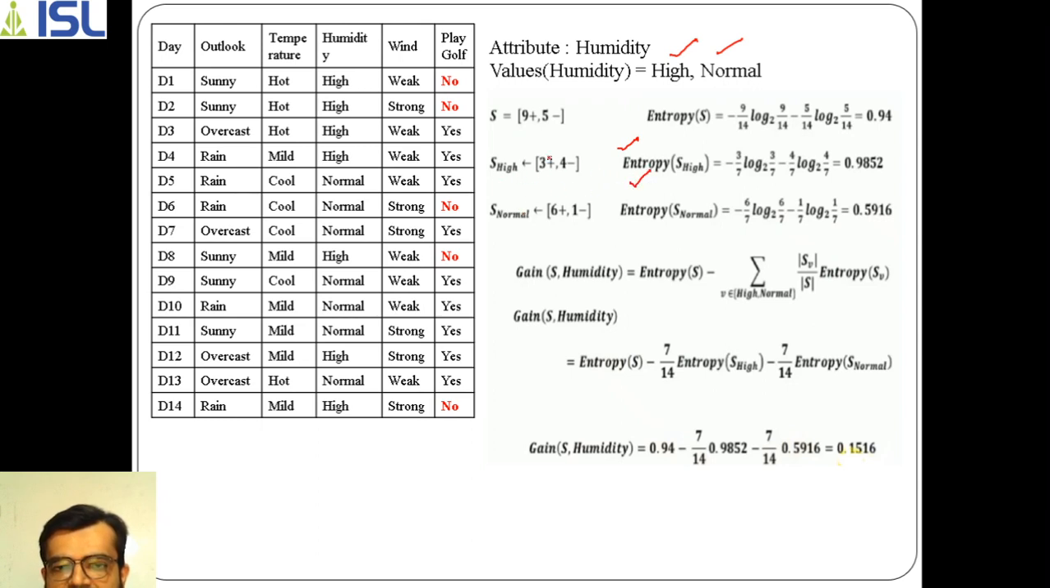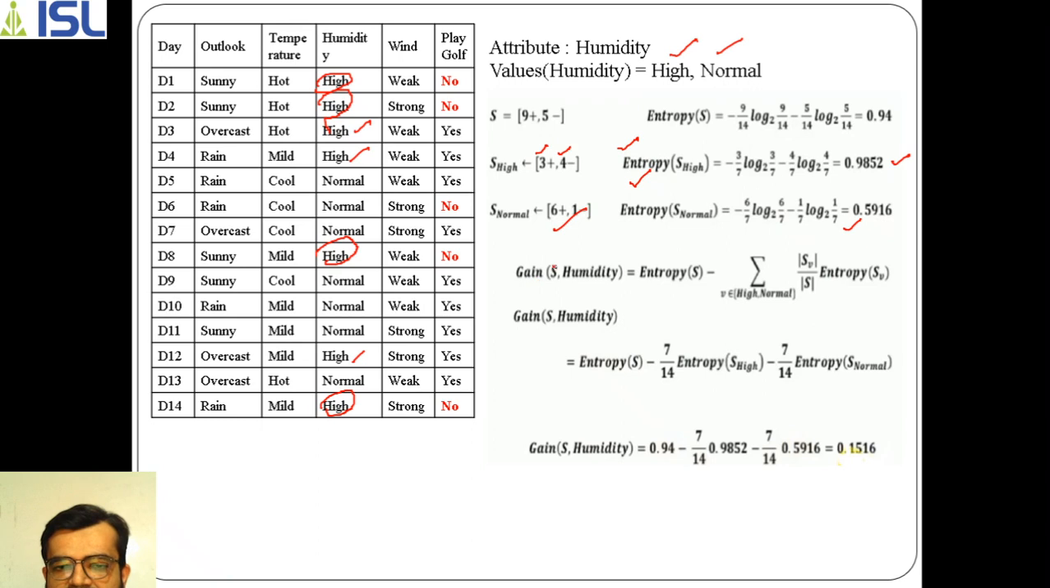So here for high we have 3 positives and 4 negatives. How many positives are there for high? 1, 2, 3, yes, 3 positives are there and 4 negatives, this is 1 negative, this is 1 negative, also this is 1 negative, also this is 1 negative. So 4 negatives are there. So you will get the value as 0.9852. In the same way for normal, you will find 6 positives and 1 negative. So you will get the value as 0.5916.